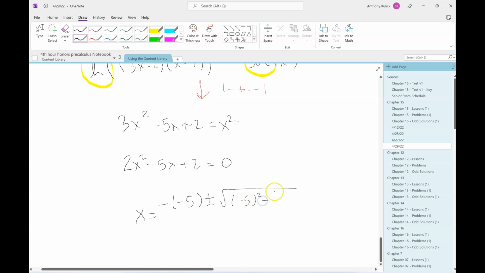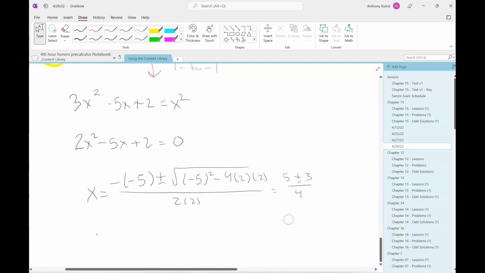So negative b plus or minus square root quantity b squared minus 4ac all over 2 times a. So 25 minus 16 is 9. Square root of 9 is 3 over 4. So 5 plus 3 is 8 divided by 4 is 2. And then 5 minus 3 is 2 divided by 4 is 1/2.